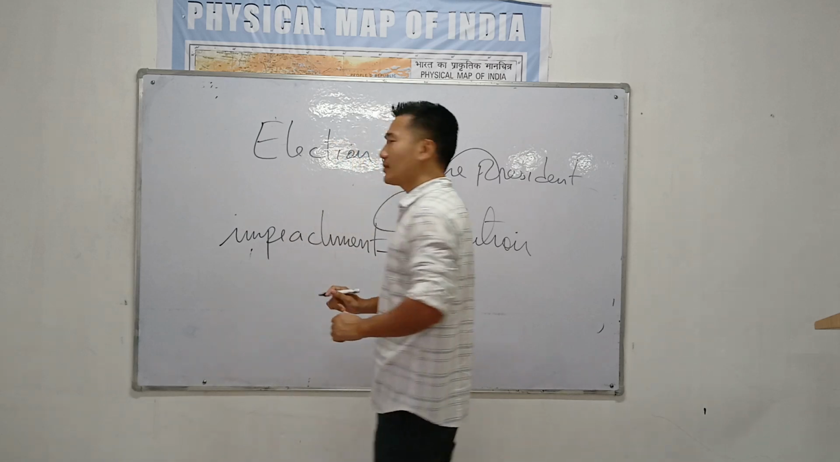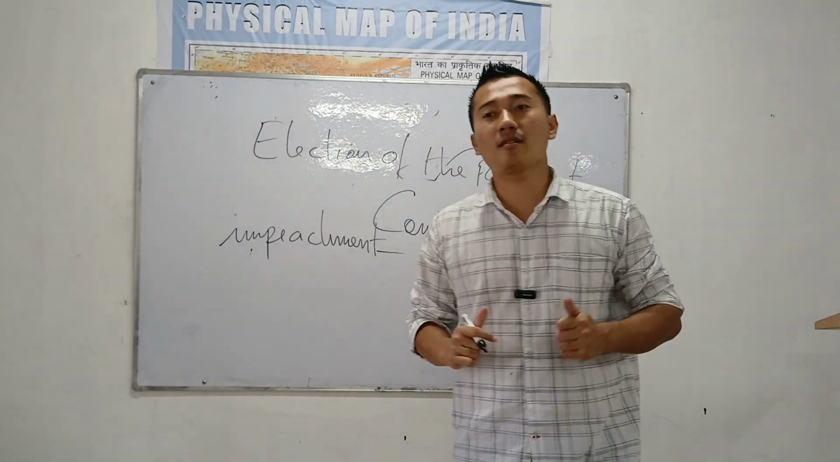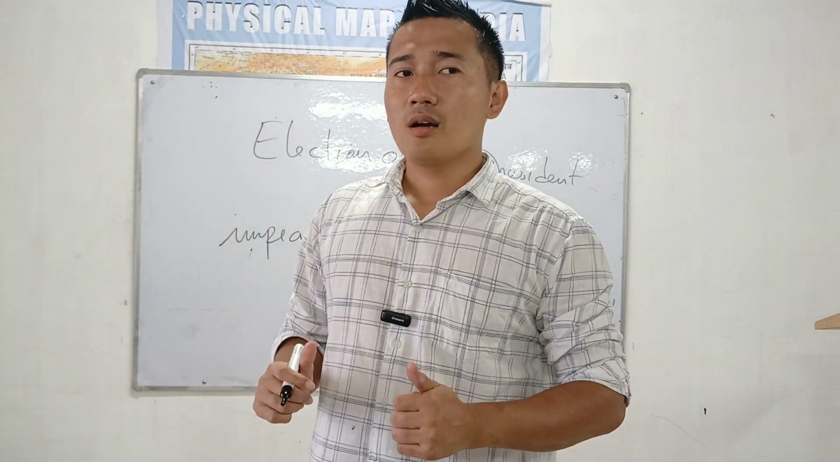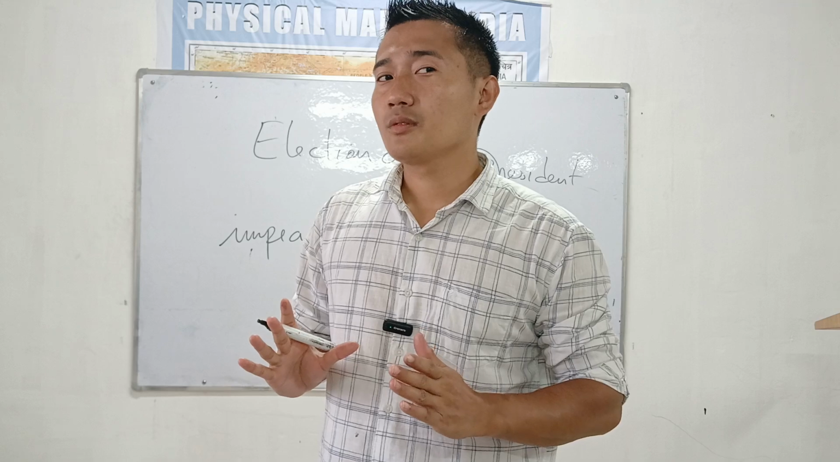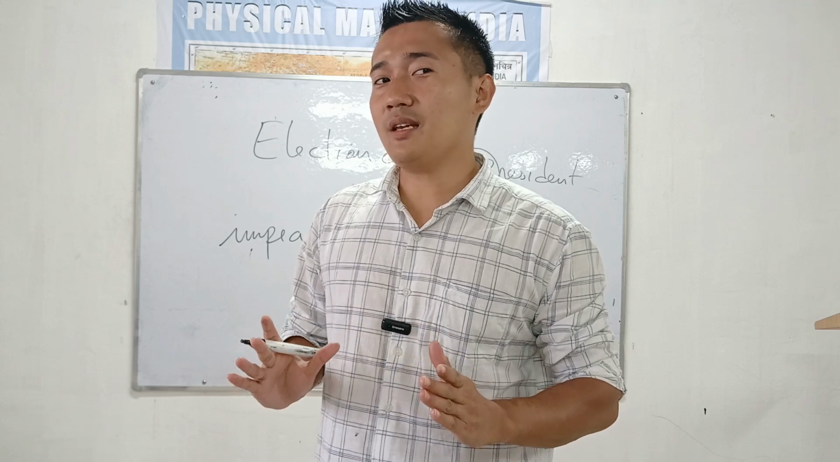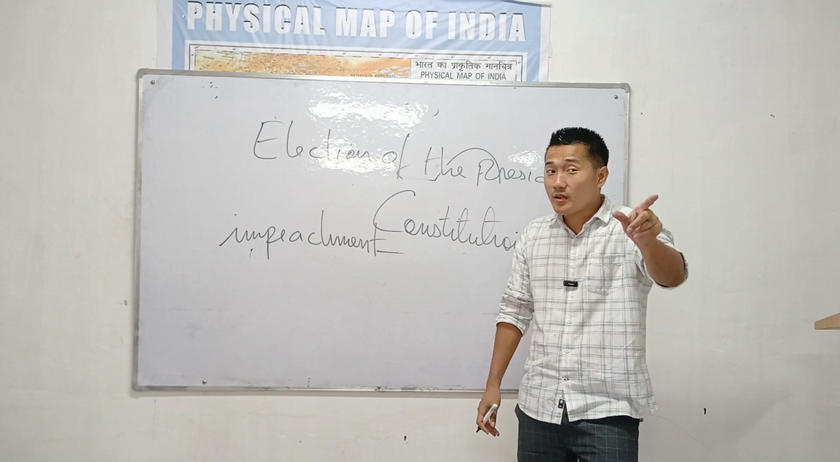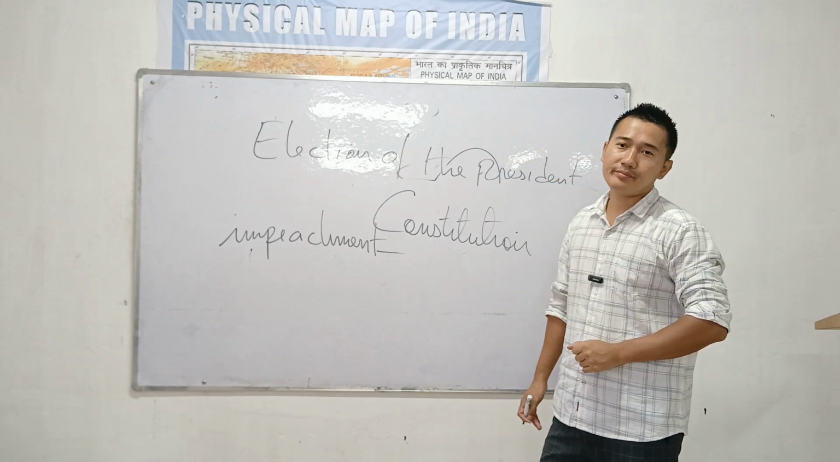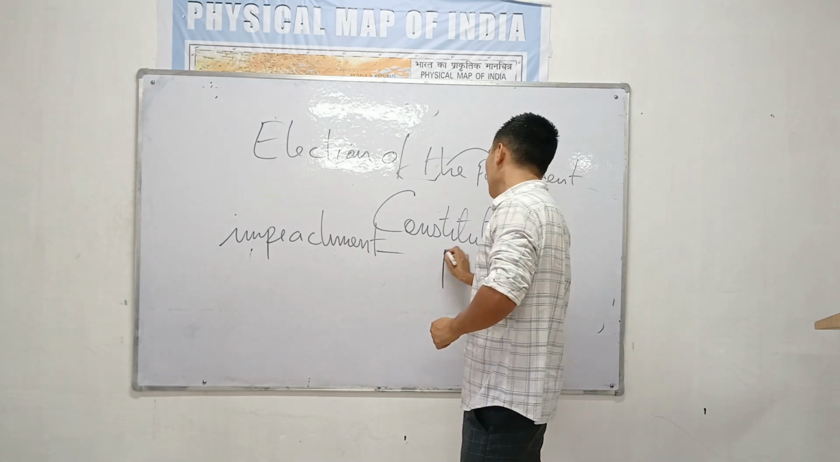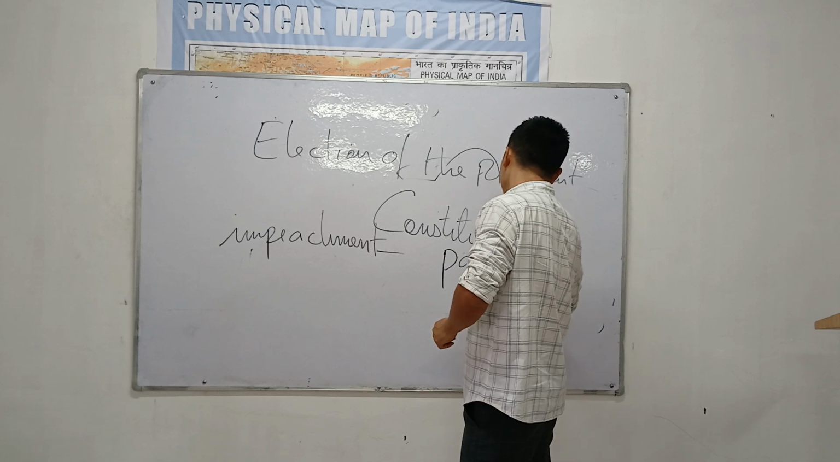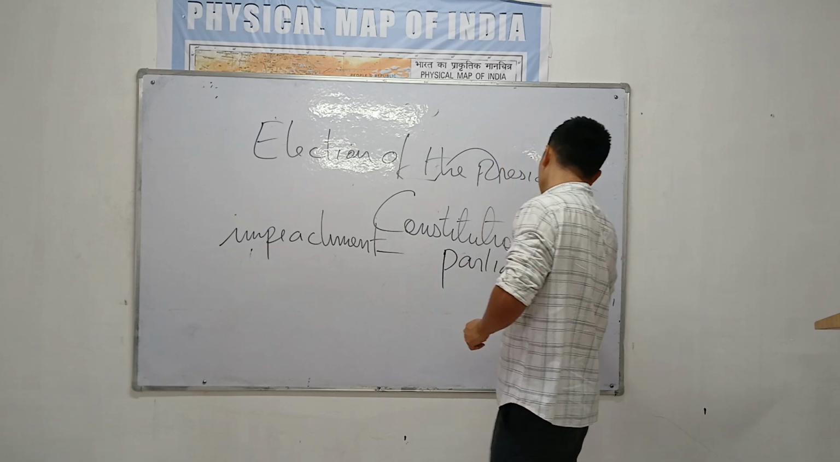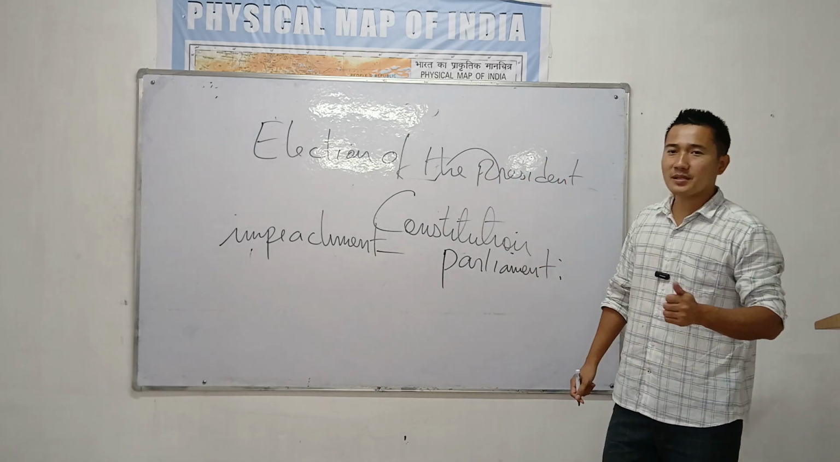Impeachment means to remove the president of India. But who can remove? Only by the Parliament of India. This is too important. The President of India can be removed only by the Parliament of India. That means Lok Sabha and Rajya Sabha. But here comes the confusion.